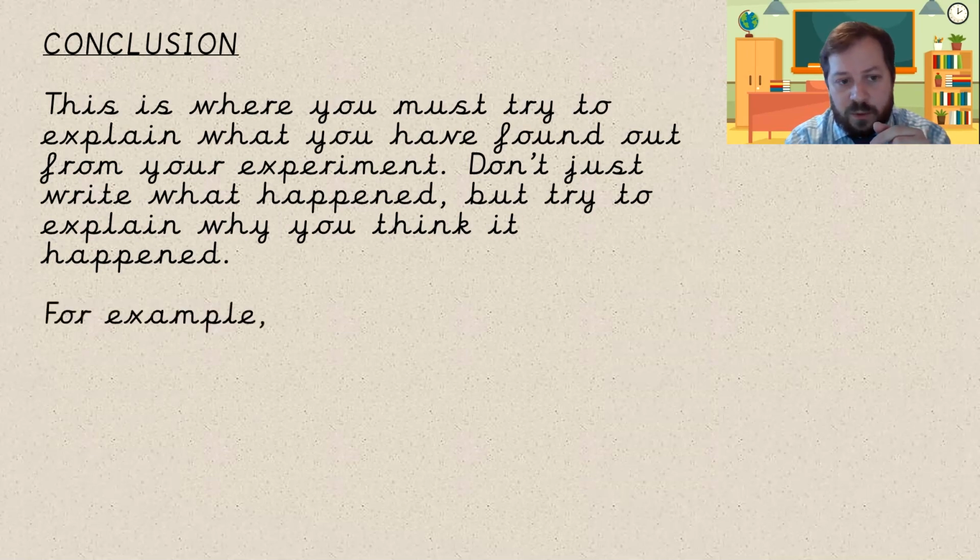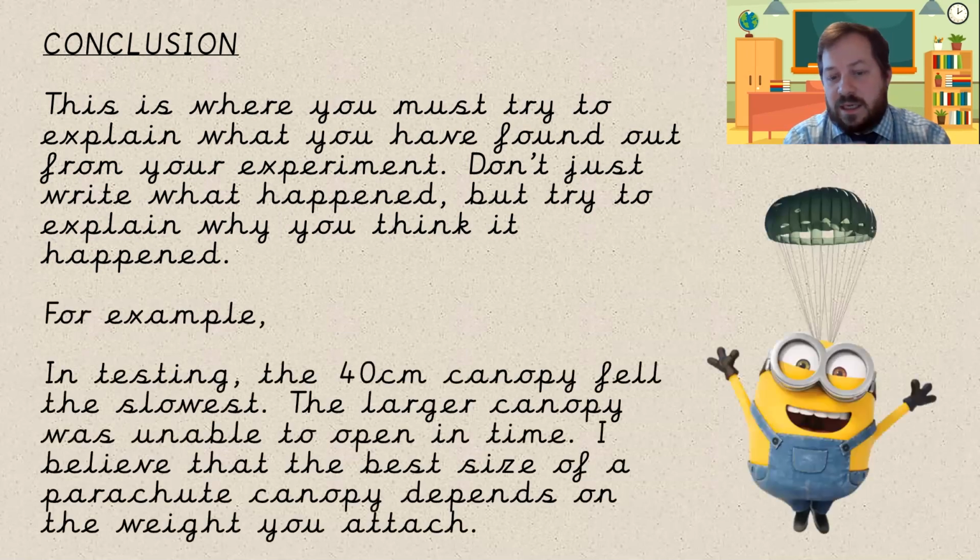So, for example, in testing, the 40 centimeter canopy fell the slowest. The largest canopy, 50 centimeters, was unable to open in time. I believe that the best size for the parachute canopy depends on the weight you attach. So they've given more information. Why they think it might depend on the weight they attach is because if it was a larger weight, might have more time for the larger parachute to open up and therefore be more effective rather than dropping quicker.